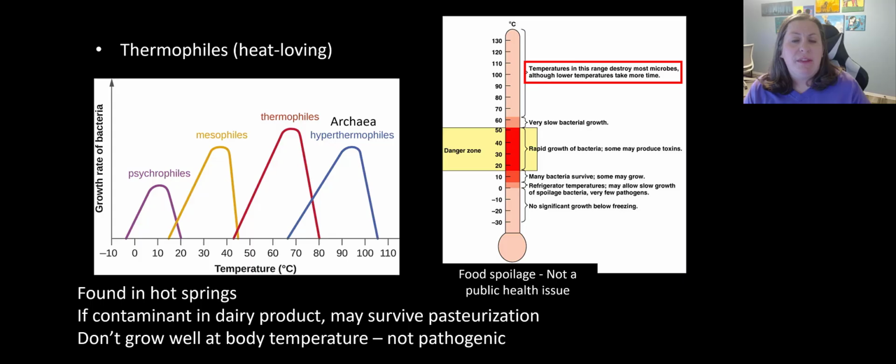The thermophils are the next one. These are the heat-loving. These are found in things like hot springs where temperatures are actually very, very high. If a contaminant is in a dairy product, it could potentially survive pasteurization. We talked about what pasteurization was back in one of the first unit videos, but we do see that a lot of times these guys are going to live in those extreme heats. They don't grow well at body temperature, so most of them are not pathogenic. And so because of that, for food spoilage, they're not really a public health issue. All right, because they like the more extreme heat temperatures. And you can see that here in the chart for red.